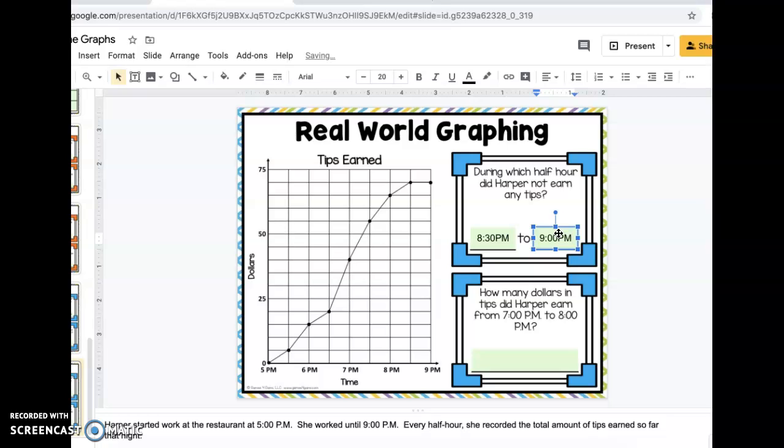Okay, how many dollars in tips did Harper earn between 7 p.m. and 8? So, I'm going to count the difference here. 5, 10, $15. She earned $15 during that period of time.